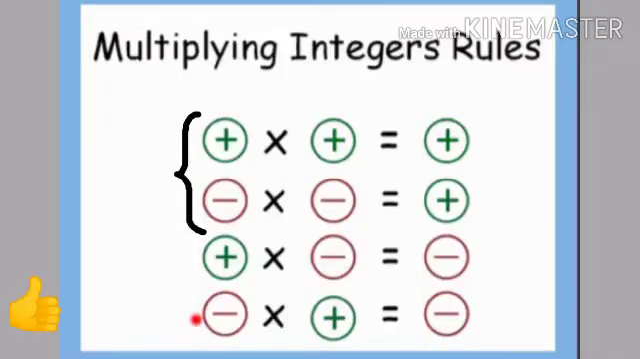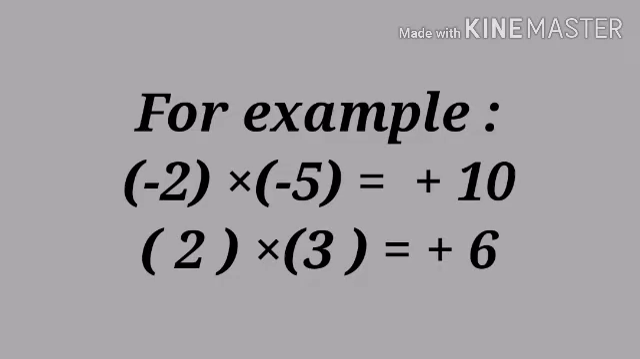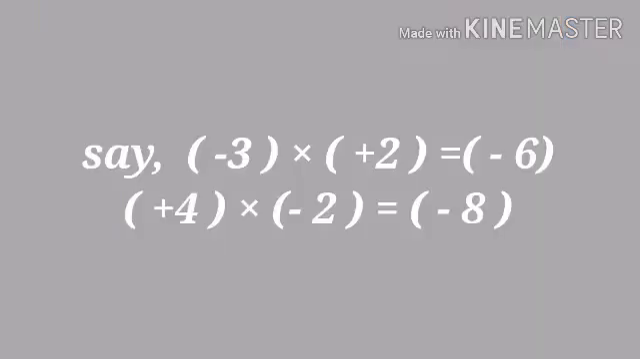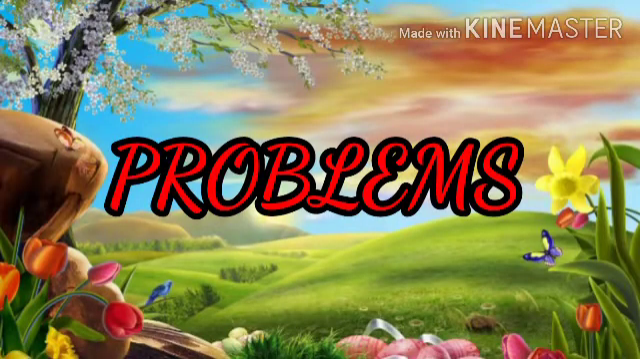Dear students, I will give you a thumb rule which will be helpful in multiplication of integers. Listen carefully. Multiplication of any 2 integers of the same sign, whether they are positive or negative, always gives a positive integer. For example, minus 2 into minus 5 is equal to plus 10, plus 2 into plus 3 is equal to plus 6. And multiplying 2 integers of different sign always gives a negative product. Say, minus 3 into plus 2 is equal to minus 6 and plus 4 into minus 2 is equal to minus 8.